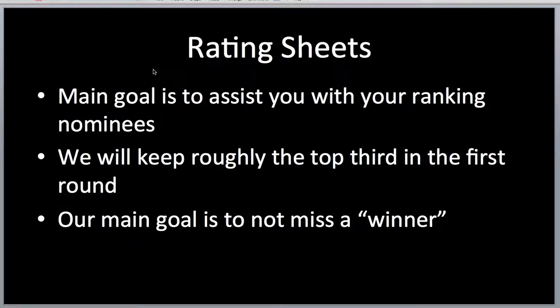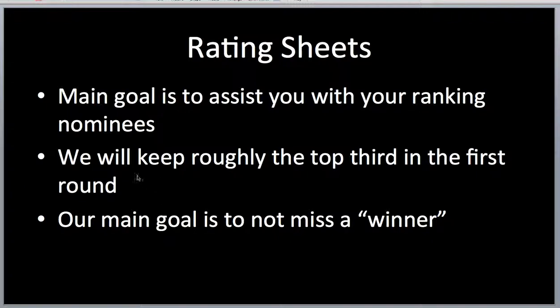I wanted to tell you a few things about the rating sheets. What you should keep in mind is that the main goal of the rating sheets is to assist you with ranking the nominees. So if it seems overly complex, don't let that bother you. Just try to use them the way that you see fit to come up with an overall ranking.